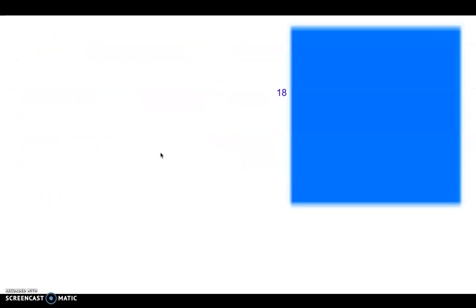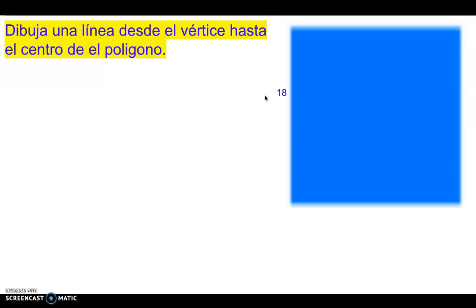Okay, so we're starting off with a square, a quadrilateral, and that square has sides that are 18 centimeters long. So we're going to calculate the area of that square. The first thing we're going to do is draw a line from the vertice to the center of that quadrilateral. So there's the center. That's the first thing you want to draw. And then you want to draw a line from the center to the vertice. So go ahead and draw that on your paper.